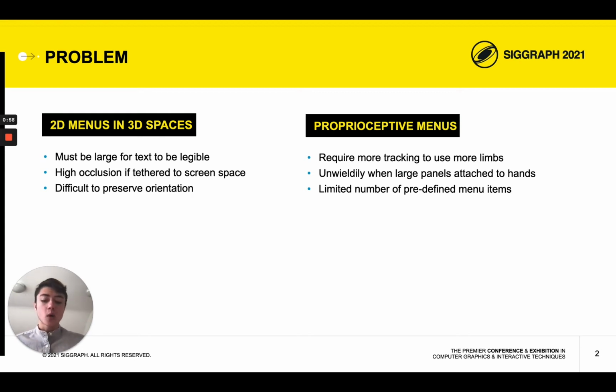Proprioceptive menus, or menus which are tethered to the body, are a potential solution to these problems. However, if you tether menus to more parts of the body than just the hands, you have to track more parts of the body than just the hands. Some applications tether 2D menus to just the hands, but these can be sort of unwieldy once they get above a certain size. What all of these aforementioned menu types have in common is that a creator defines their contents rather than a user themselves.